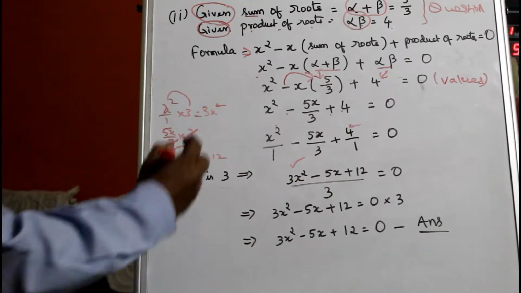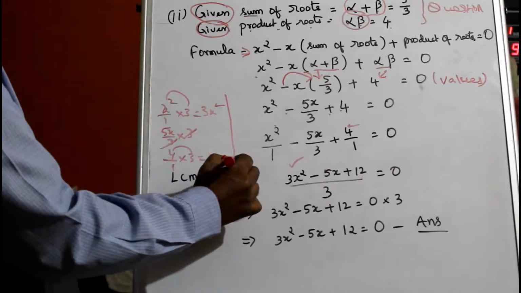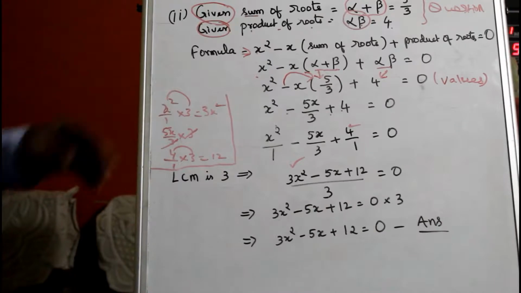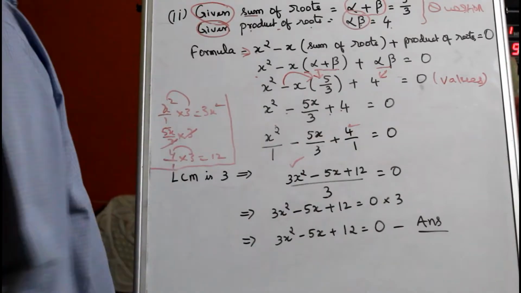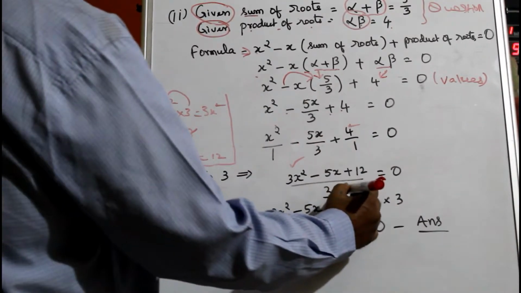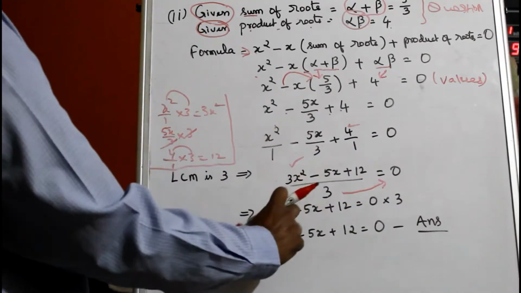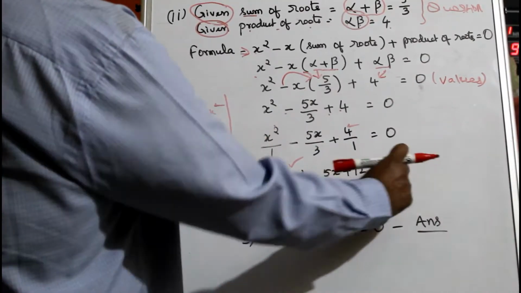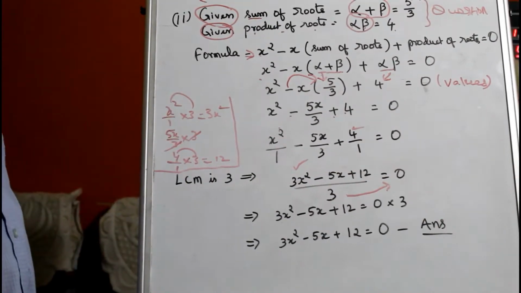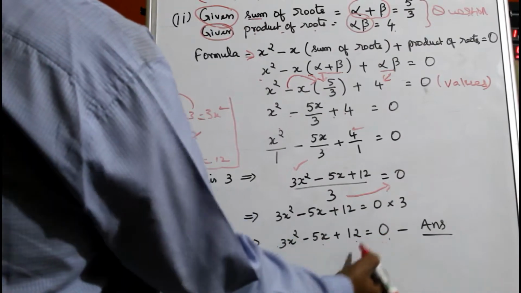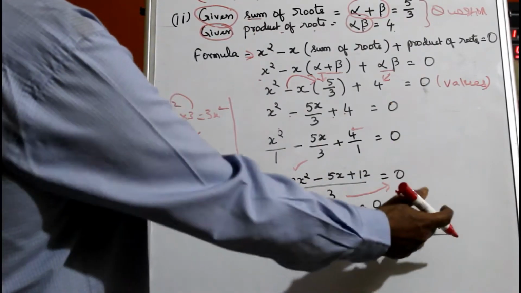If you have any doubt, go to the rough work. Maths is the only subject where you have some rough work. You can do it in the rough work and write it here neatly. Now this 3 is dividing, it will go and multiply that side. So you get 3x square minus 5x plus 12 equal to 0 into 3. So we get the final answer, 3x square minus 5x plus 12 equal to 0, because 0 into 3 is 0. This is the final answer.